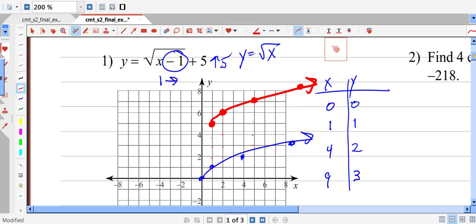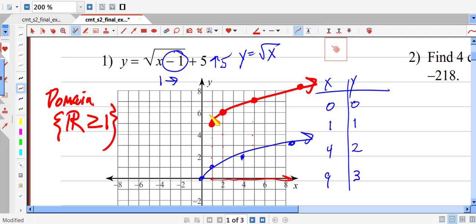Then for the domain and range, for the domain you want to look at which values of x, when you go across the x-axis with a vertical line and look up and down, you actually see the graph. For the shifted function, it's only going to be when x is greater than or equal to 1. The graph does not exist anywhere to the left of that. So I would write the domain as all real numbers greater than or equal to 1.